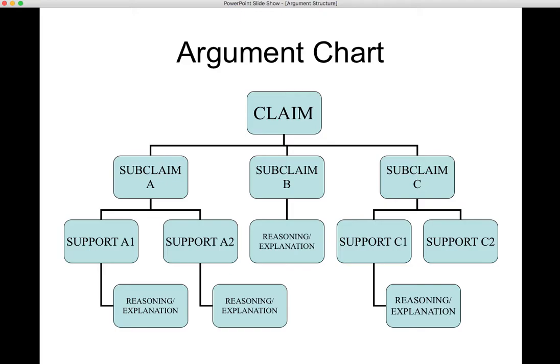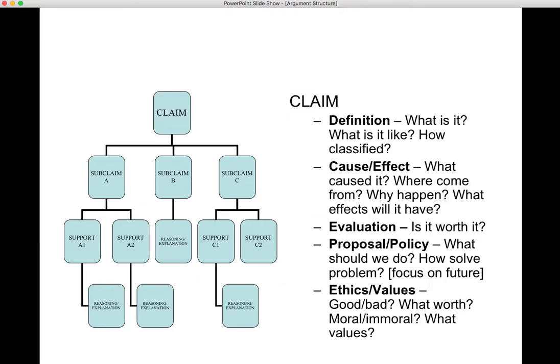So we start with our argument chart, and you can see at the top we have our claim. That's the big thing that you are arguing. We talk about it in terms of thesis statement. It's what you are claiming, the stand you are taking. Beneath those, you're going to have your subclaims, and you'll see what those are in a second, and then support that helps prove the subclaim, and then reasoning and explanation, why we should believe those subclaims.